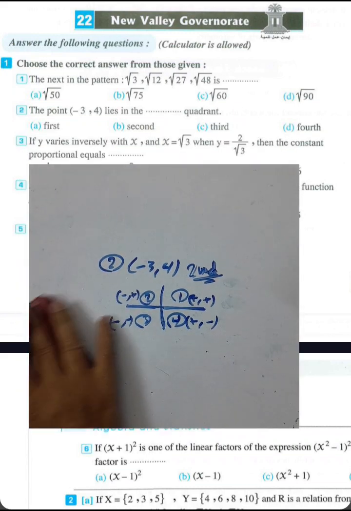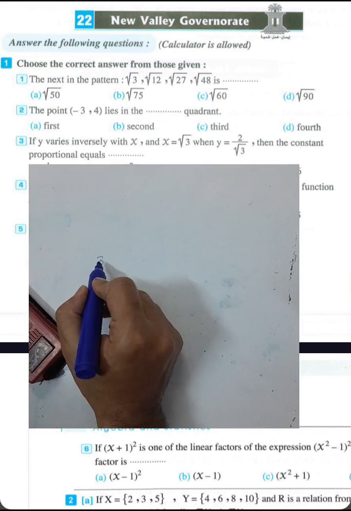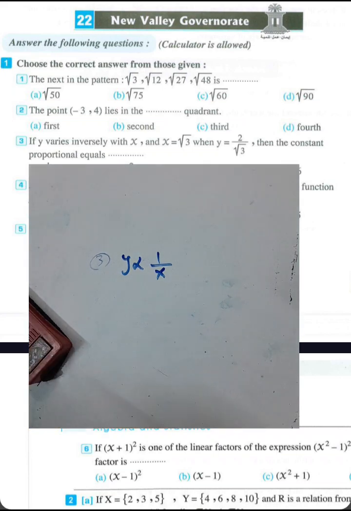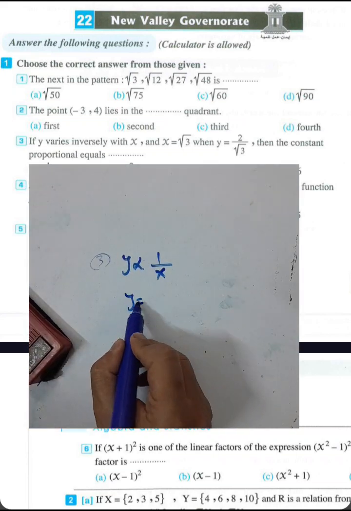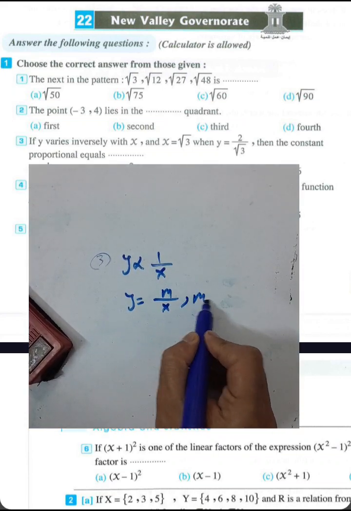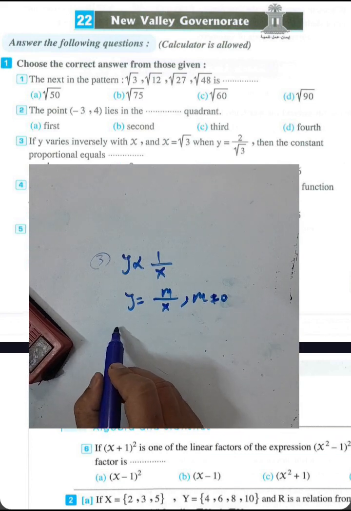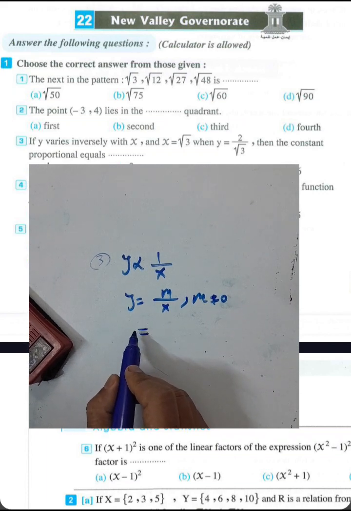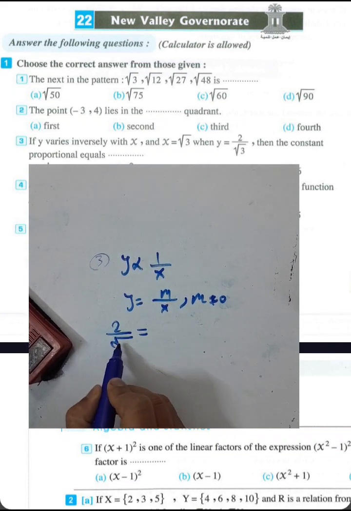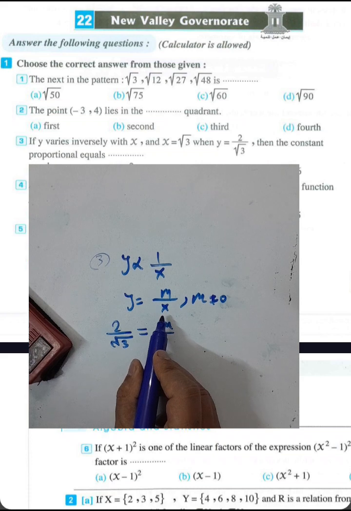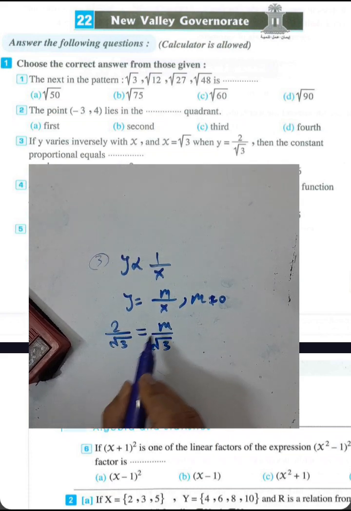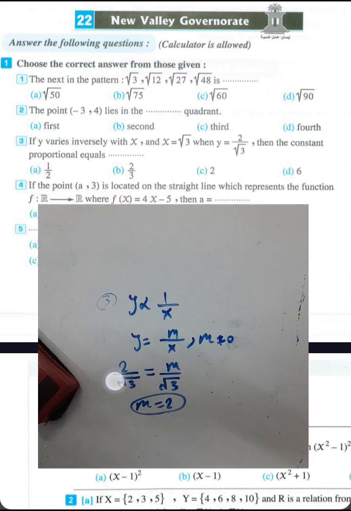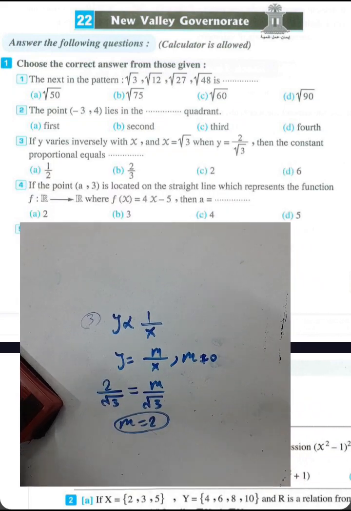Question number 3. If y varies inversely with x, then y equals m over x, and m not equal 0. We want to find the constant here, m. Put y equal 2 over 3 and x was root 3, then m will equal 2. The constant here will be equal to 2. Choose letter C.